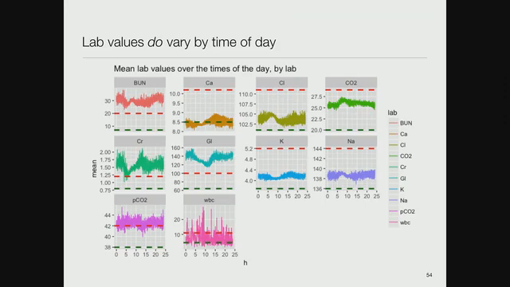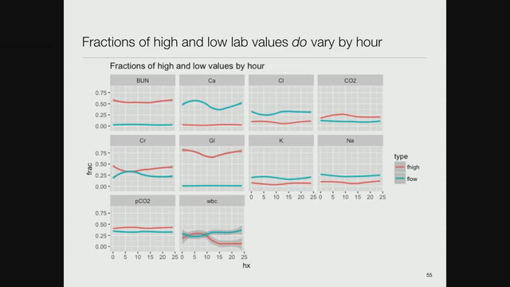On the other hand, if you look at a panel of different drugs, you look at mean values of blood urea nitrogen or calcium chloride, CO2, et cetera, you see that there is variation across time. So there is some sort of variance that's either caused by the diurnal physiology of the human body or by the routine practice of medicine about when people choose to take lab measurements. And in fact, if you look at the fraction of high and low lab values, they do vary by hour.